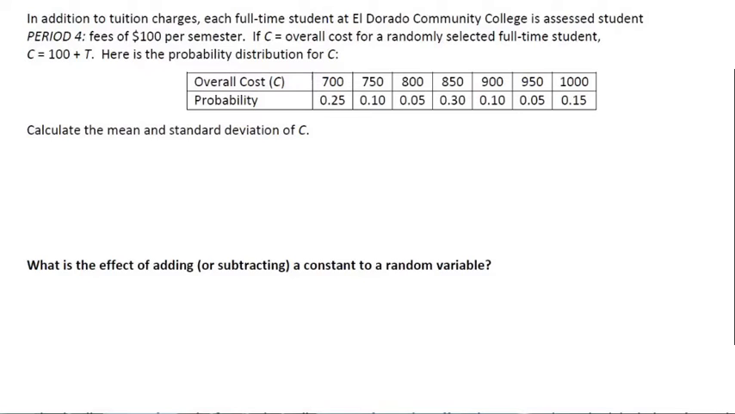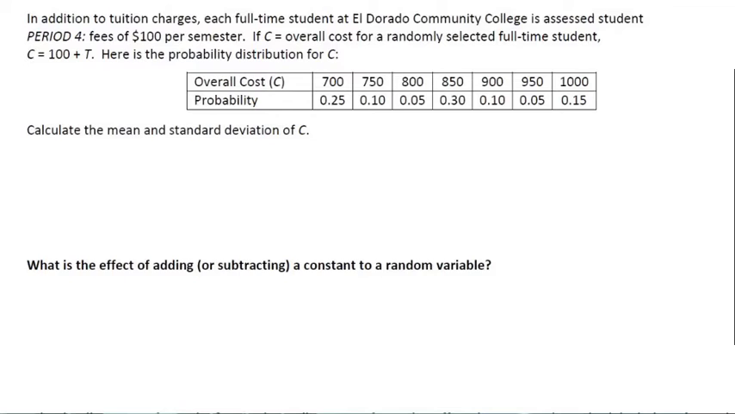It says, in addition to tuition charges, each full-time student at El Dorado Community College is assessed student fees of $100 per semester, and that's regardless of how many classes you take. One of the harsh realities of college, you have to pay some fees, flat fees, no matter how many credit hours or, in this case, units you take.